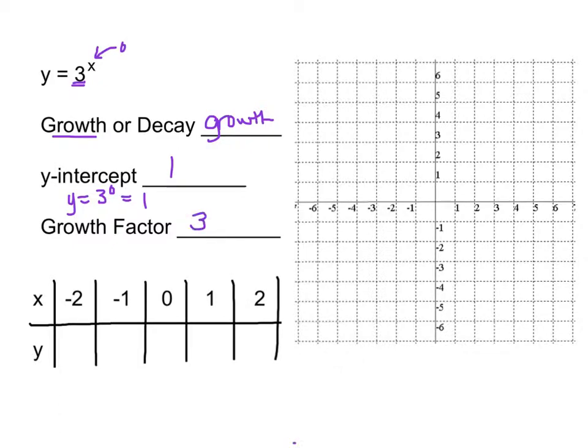To graph this, we have a table of values where x's range from -2 to +2. So all you have to do is plug in the values for x. So first we'll do y equals 3 to the -2 power. And you can type that into your calculator. You're going to get a 0.1 repeating. And we can just go ahead and write in 0.1 repeating. Then go ahead and type in a -1, so y equals 3 to the -1 power. When you do that, you're going to get a 0.3 repeating.